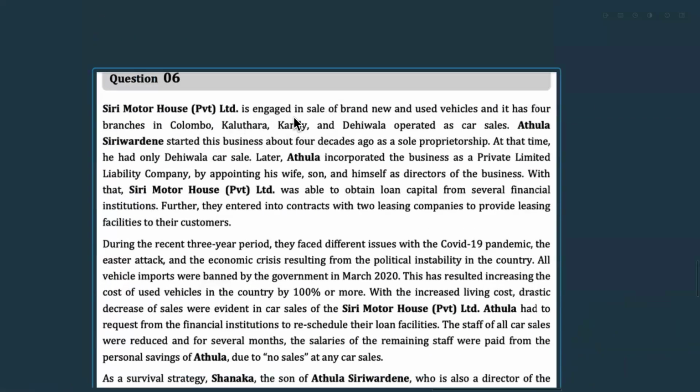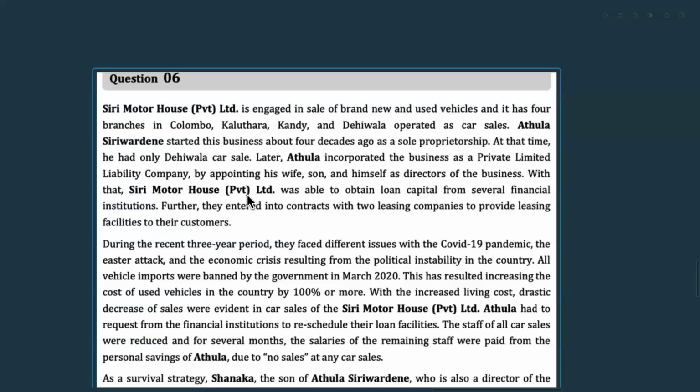Siri Motor House Private Limited is engaged in sale of brand new and used vehicles, and it has 4 branches in Colombo, Kalutara, Kandy, and Dehiwala, operated as car sales. Atula Srivardhan started this business about 4 decades ago. It means 40 years ago. As a sole proprietorship, at that time he had only the Dehiwala car sale. Later, Atula incorporated the business as a private limited liability company by appointing his wife, son, and himself as directors of the business.